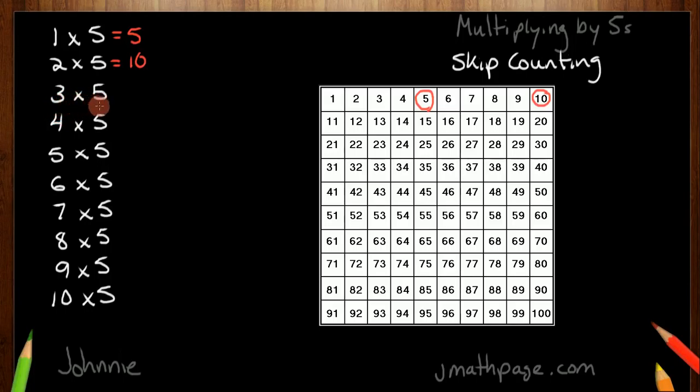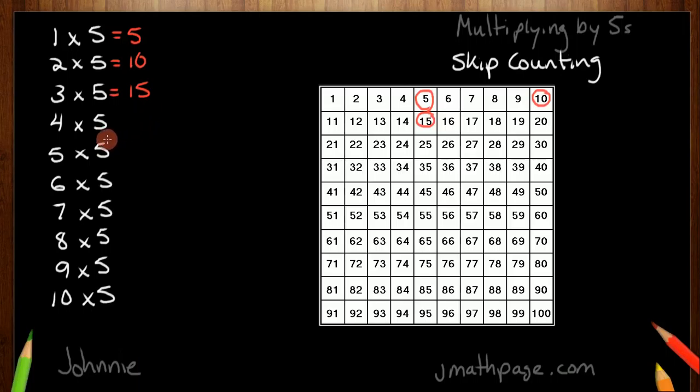Let's continue. This next one says skip count by 5 3 times. 3 times 5. Let's see, I have 1, 2. I better add 5 more, right? Let's count them off. 1, 2, 3, 4, 5. I end up at 15. So if I skip count by 5 3 times, I arrive at 15.